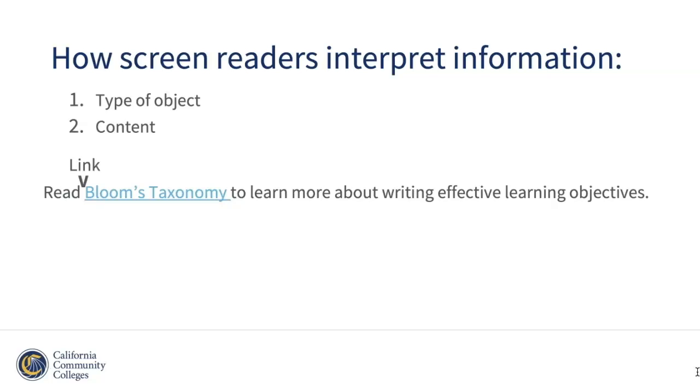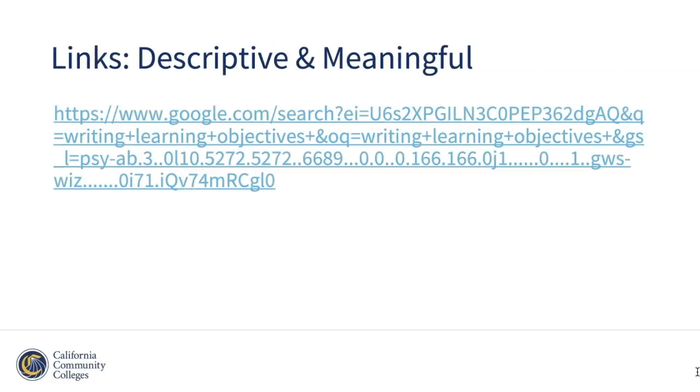A screen reader will say aloud "link" because it is describing the type of object, which is a hyperlink, and then read the content: "Bloom's taxonomy to learn more about writing effective learning objectives." So, in our acronym LIST, we begin at L. L is for links. Let's pretend we're at the optometrist's office.